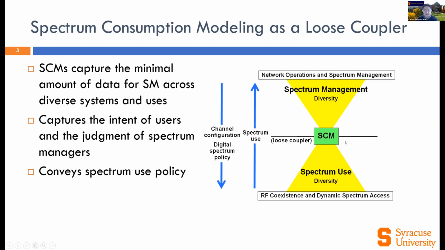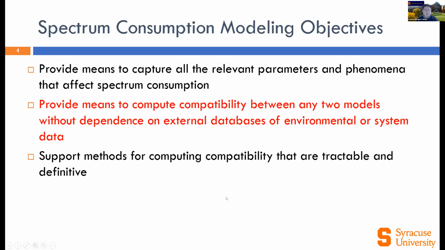So it would be a data model that allows a wide diversity of spectrum management methods and regimes to be enabled on top of it, and a whole diversity of spectrum uses and devices, frequency hopping, direct sequence spread spectrum communications and such, to be specified and also expressed within an SCM. So again, one of the key goals: provide a means to capture all the relevant parameters and phenomena that affect spectrum consumption. Any device that uses spectrum, whether as a transmitter or as a receiver, we assume it's consuming spectrum.